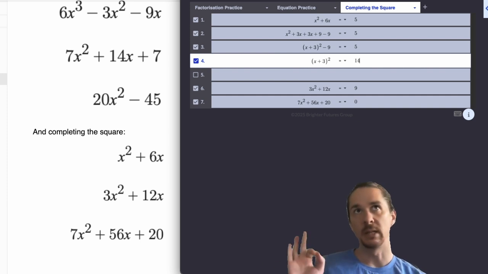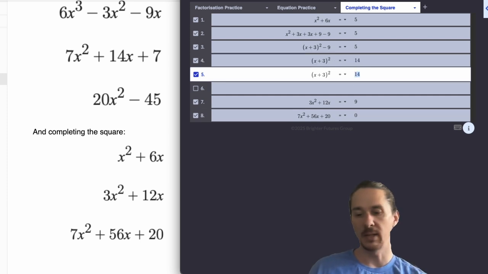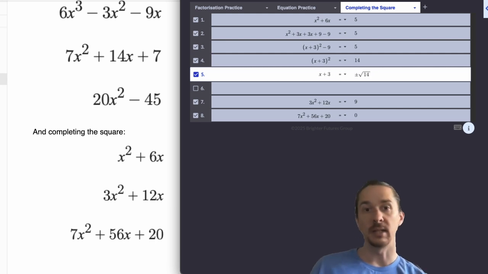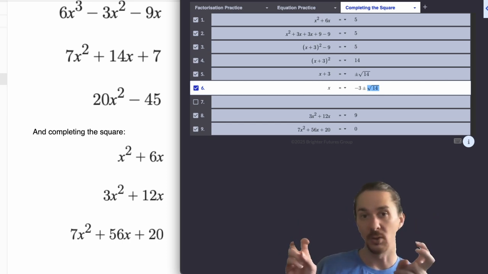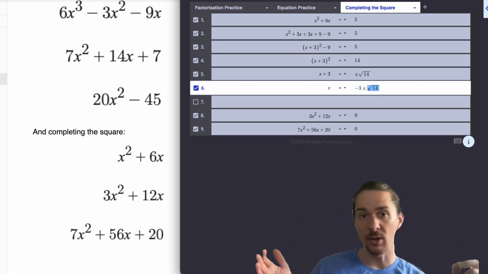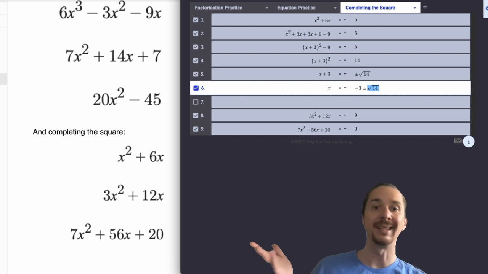The reason we like this approach is now we can square root both sides. So we have to be careful when we square root that 14. We've got to remember we don't know if it's positive or negative. But what we do know is that it's equal to x plus 3. And so x is going to be equal to -3 plus or minus the square root of 14. We're not going to put this in a calculator. We're going to leave it with the surd there. That means we have an exact answer. If we put it in a calculator and we round our decimals, we don't have an exact answer.